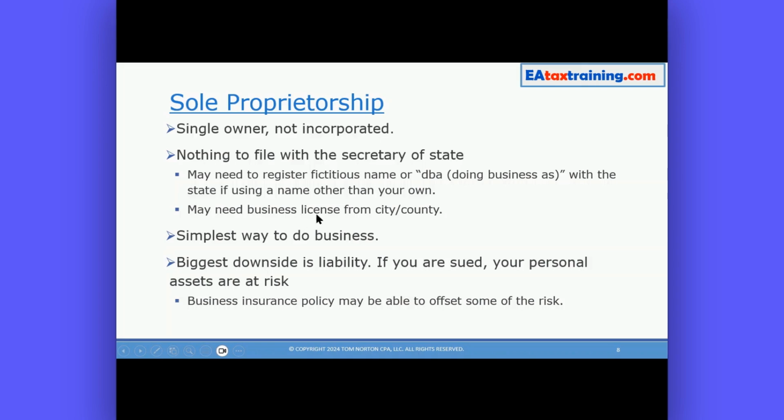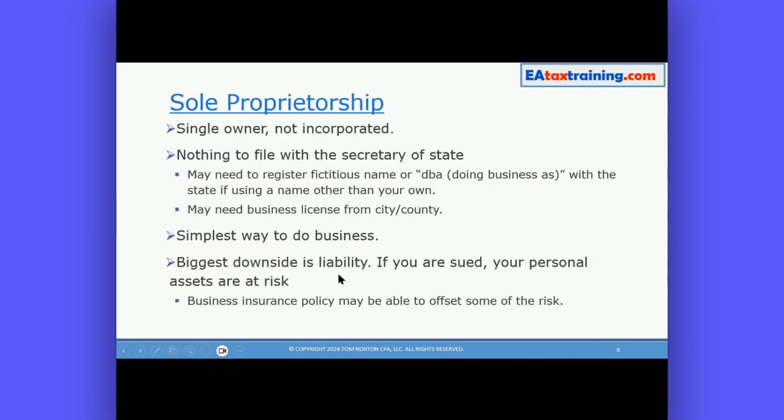And you might also need a business license from your city or county where you live. But again, you're not forming a separate entity, you're just getting a license in that case. This is the simplest way to do business. You want to be a sole proprietorship, especially if you're not going to use a name other than your own name. You just start doing business. Of course, you always want to see if you need a business license or not. But in any case, this is the easiest way to get into business. You can basically just start doing your business, and there is nothing else to do.